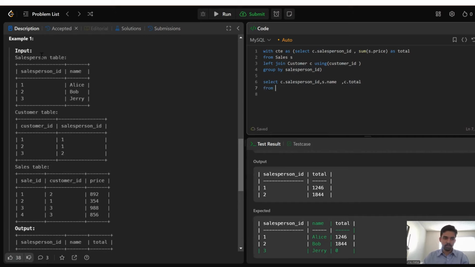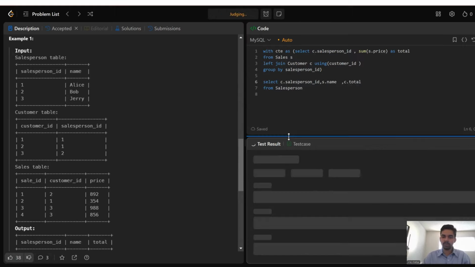From salesperson. So if I joined salesperson to CTE, then in that thing we would be dropping the Jerry record. So we don't want that thing. For that purpose, we are going to join the CTE with the salesperson. I will show both the scenarios, how it would happen if we do that from salesperson, and I will just show how it works.